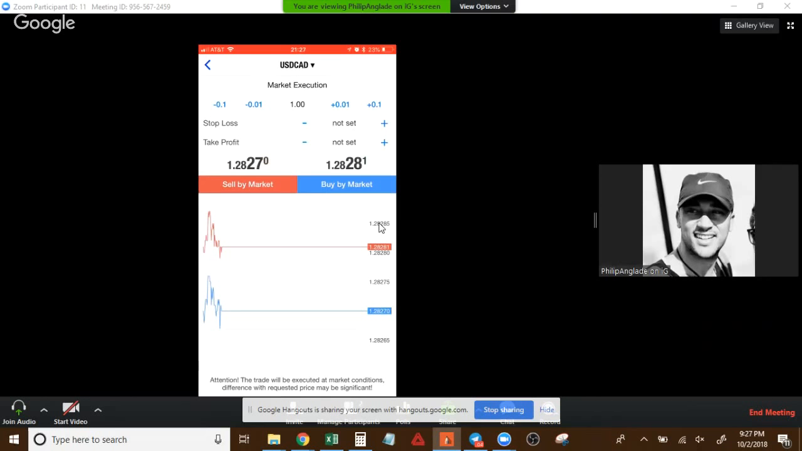Okay. Now, also, you're going to want to make sure that this number right here is correct. This is what we call lot size. I'm going to go more in depth on that later on. Now, what you're going to want to do right now is get in where it says buy by market.